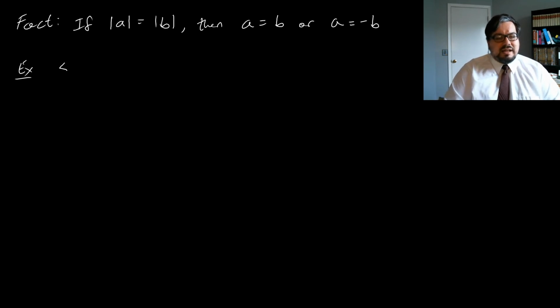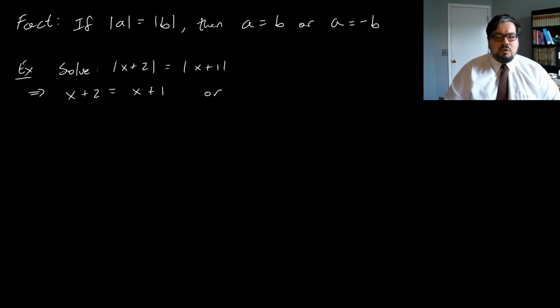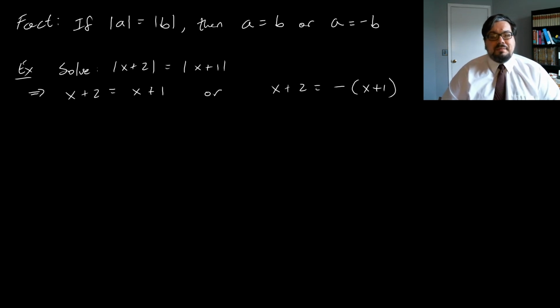So let's look at our example again. Let's say we want to solve the absolute value of x plus 2 equals the absolute value of x plus 1. Well, this means that either x plus 2 equals x plus 1, or x plus 2 equals -(x plus 1). Always make very sure to put parentheses around your expressions when you're putting a negative in front of them, because this negative has to distribute to all the terms inside.